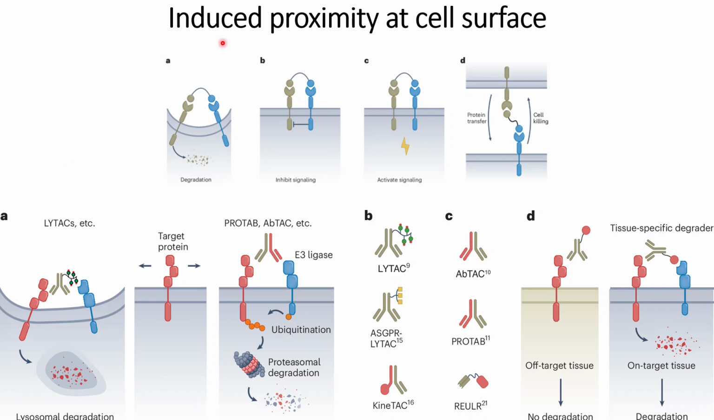In this video we will discuss induced proximity at the cell surface, and how this strategy can be used for different objectives by researchers. So first we will understand what induced proximity means. Induced proximity means that at the cell surface level, proteins come in contact with each other to trigger some desired pathways, such as degradation, inhibiting signaling, activating signaling, or helping in cell-cell interactions.